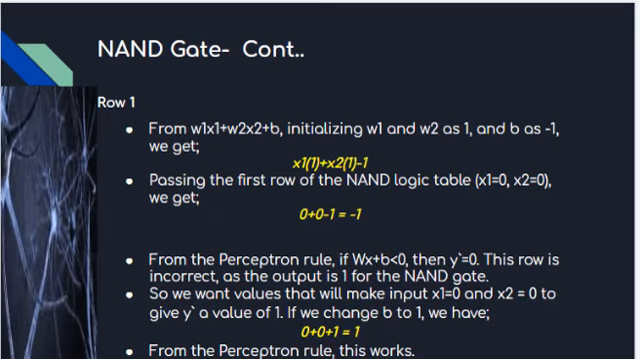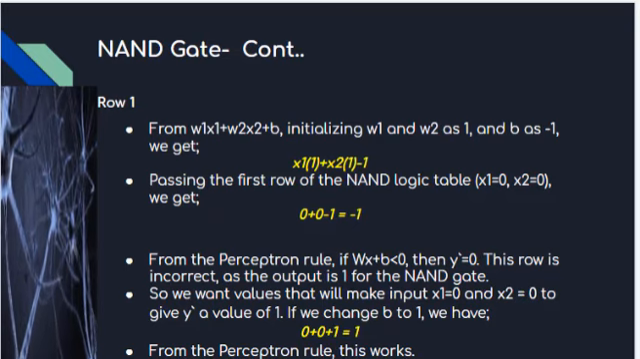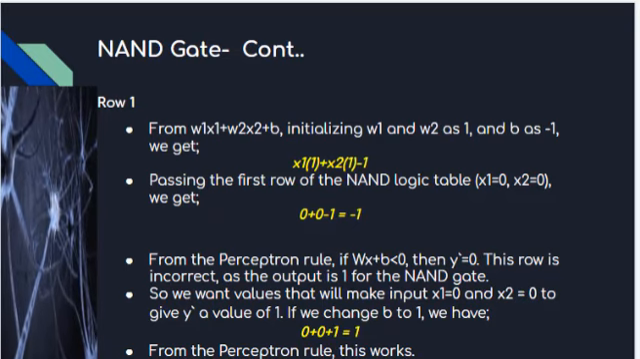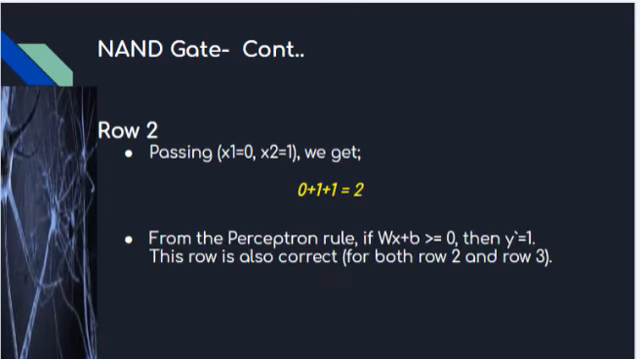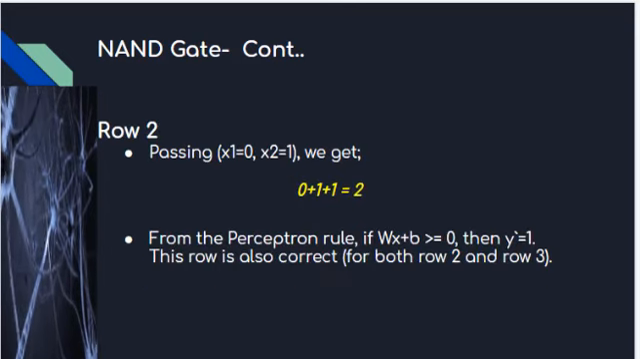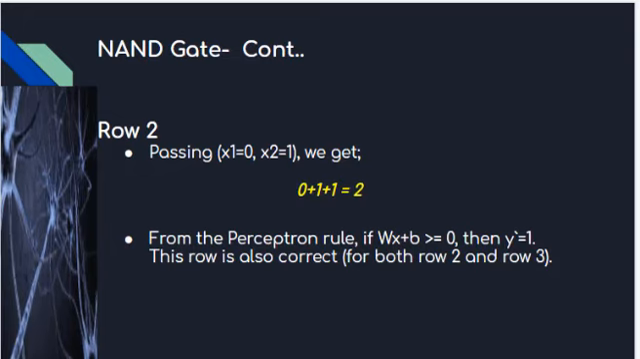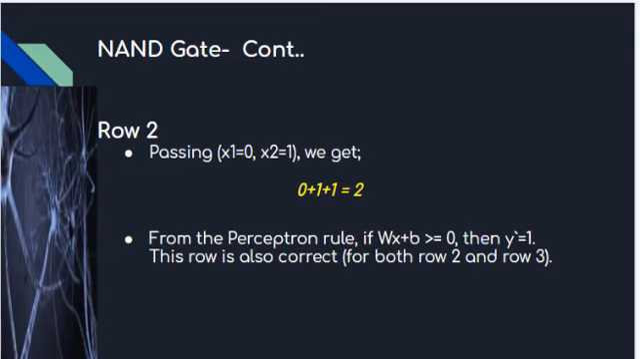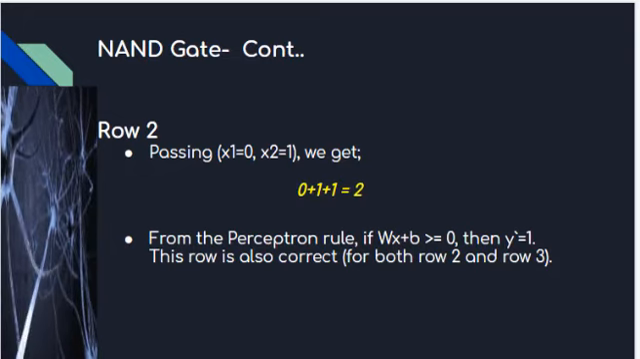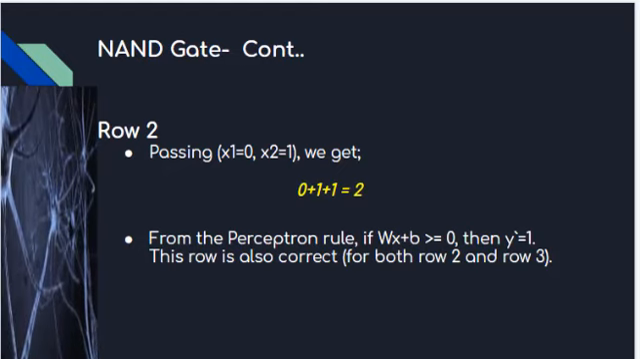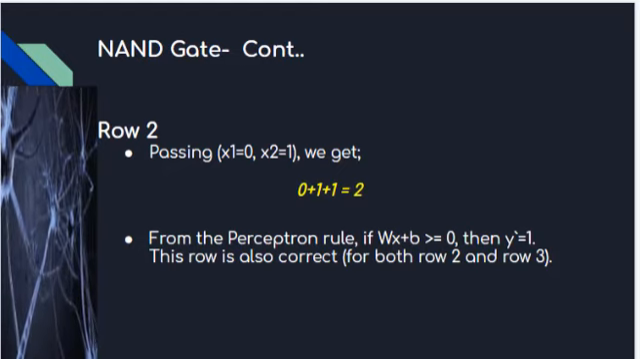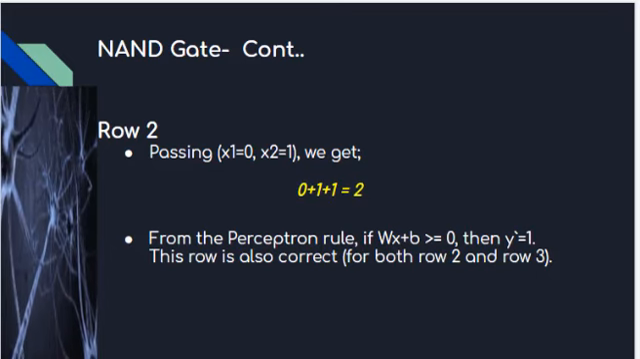If we change b to 1, we have 0 plus 1 equal to 1. From the perceptron rule, this works. Take row 2, passing x1 equal to 0, x2 equal to 1, we get 0 plus 1 equal to 2. From the perceptron rule, if wx plus b is greater than or equal to 0, then it predicts 1. This row is also correct for both row 2 and row 3.